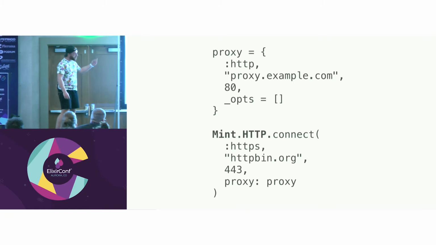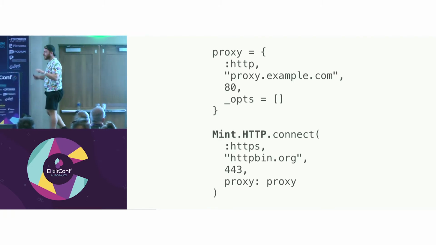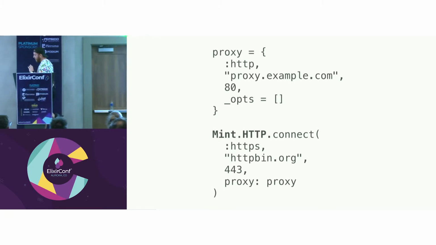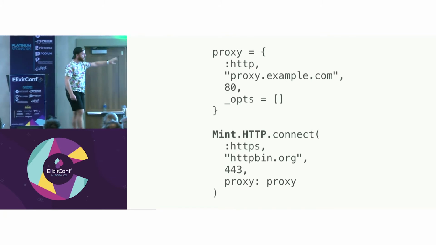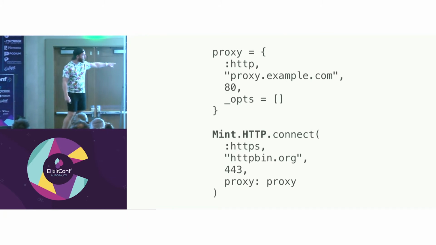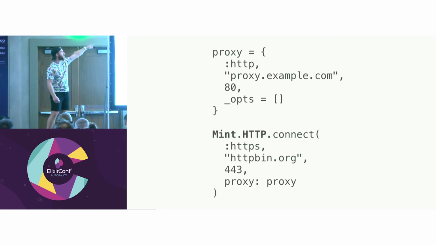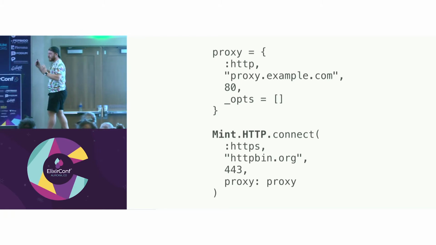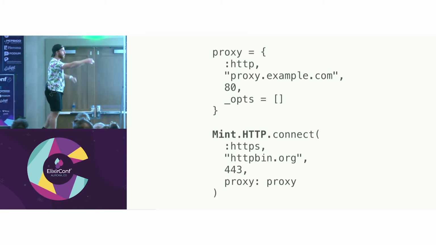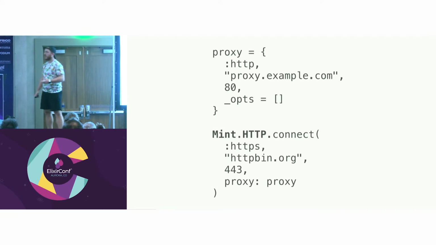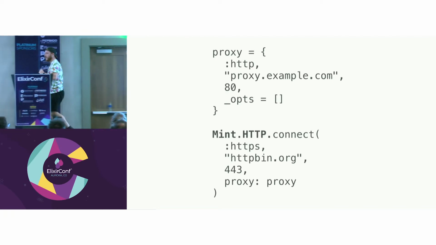But the idea is that Mint supports proxying as well. It supports a basic way of doing proxying, where you want to connect to, like, httpbin.org, and you can pass proxy options, and the proxy will be another host that will act as a proxy. So it has scheme, host, port, and options as well. And Mint uses that to connect to the proxy, and then connect the proxy to the final host, the end host. We support two ways of doing proxy.